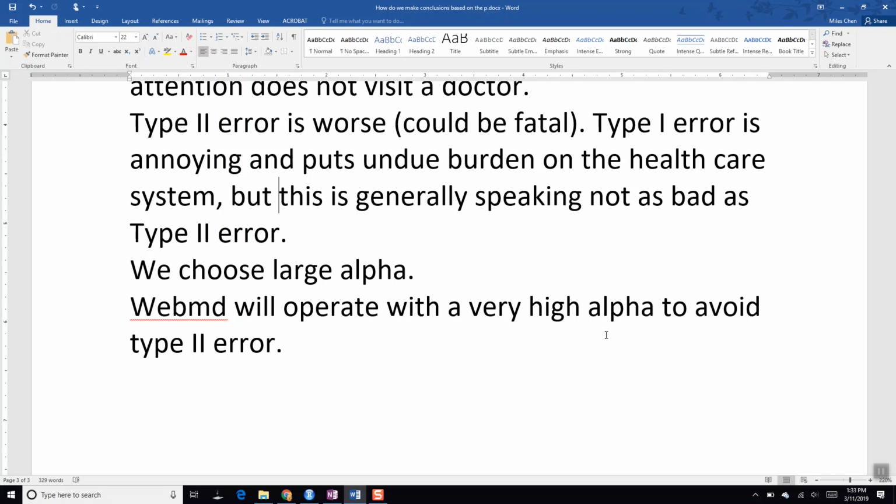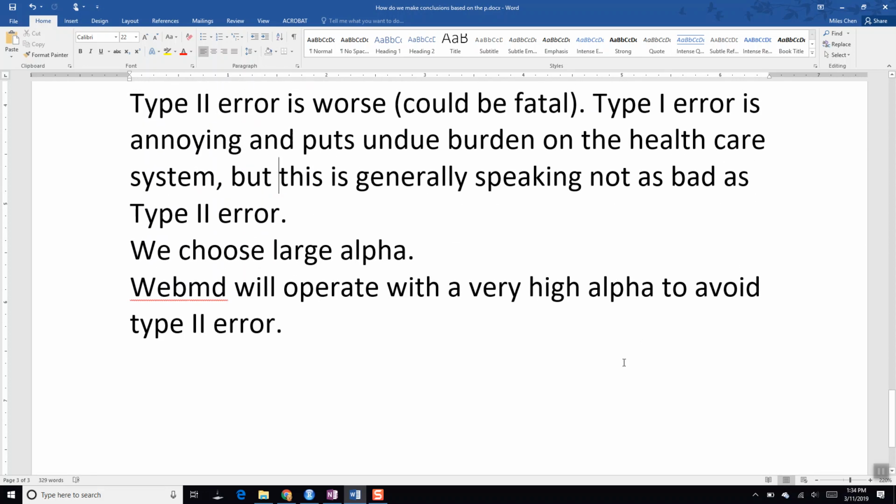They figure if somebody's coming to our website for medical advice, and I think there's all sorts of disclaimers that say we're not offering medical advice, but just information. But they're operating with a very high alpha. They'd rather send somebody who's healthy to the doctor rather than getting someone to think that they are healthy when indeed they are actually sick and in need of medical attention. So that's why WebMD is the way it is, okay? It's not that there's some conspiracy to, I don't know, burden our healthcare system or something. I don't know. Okay.